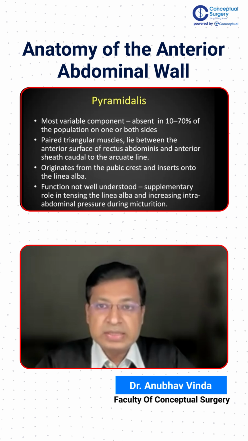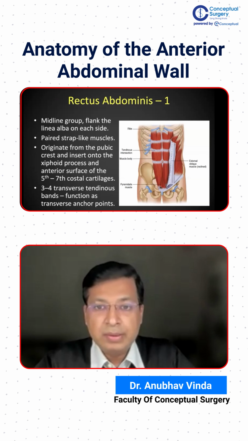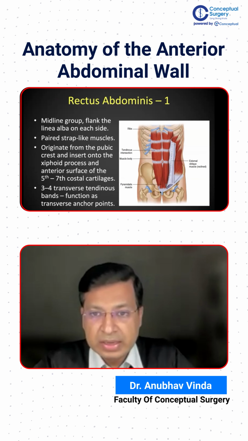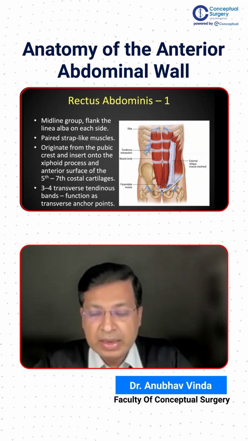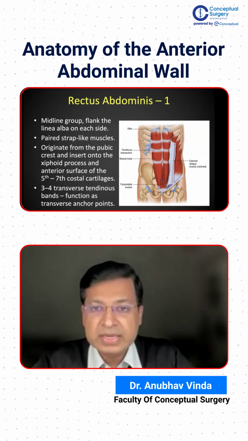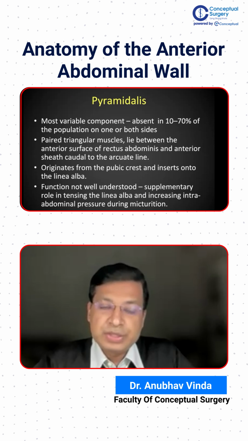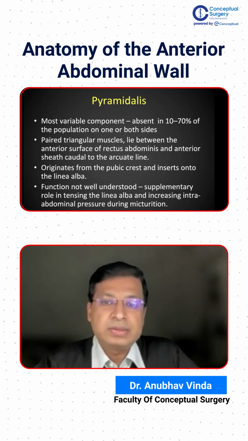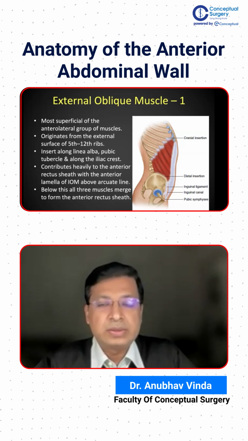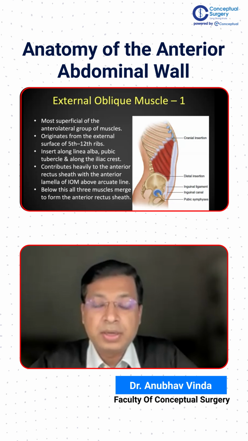Now, it originates caudally from the pubic crest. So these are the small pyramidalis muscles. They originate inferiorly from the pubic crest and insert into the linea alba. The function of this inconsistent muscle is not well understood, and therefore it is not of a very important clinical significance.